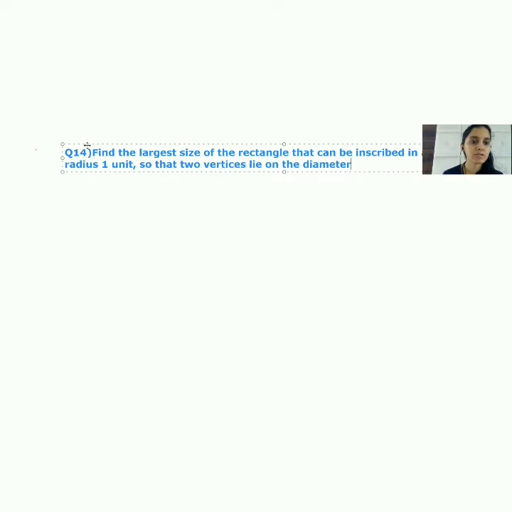So that two vertices lie on the diameter. Okay. So first of all, we have to visualize a diagram of this problem. So let us first draw a diagram that represents the question.